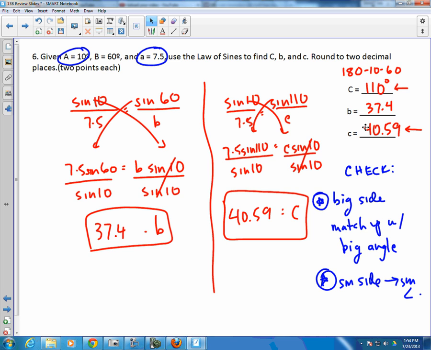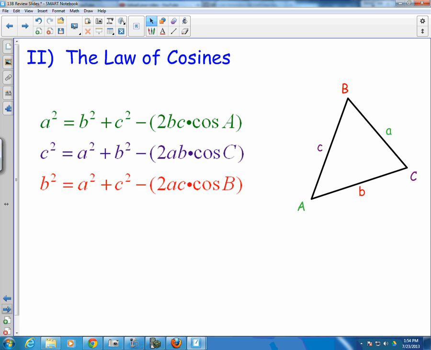Okay, that's how you would solve it using law of sines. Next, we're going to talk about law of cosines. The other thing from chapter 13B was law of cosines. The law of cosines is a manner in which you can find missing sides and angles in situations where the law of sines breaks down. These two situations are side angle side and side side side.